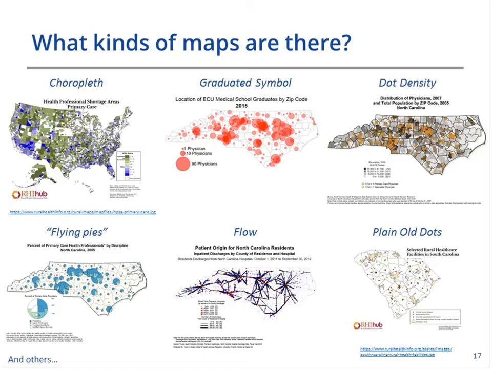You have graduated symbol maps that show bigger or smaller symbols depending on the data values. You have dot density, which shows you, like, say, population density, 100 people per square mile.